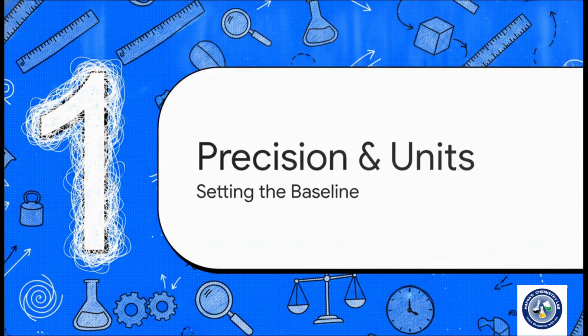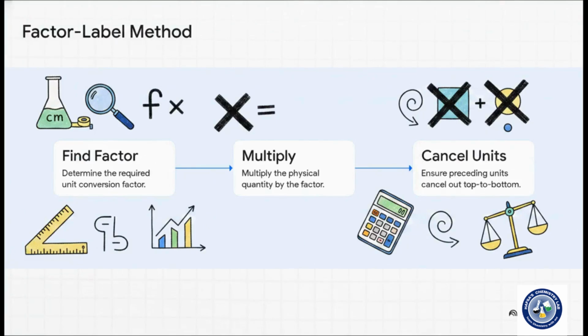Section 1. Precision and dimensional analysis. Setting the baseline. Look, you simply can't play the game if you can't accurately measure the board. Before we even think about weighing atoms, we need a flawless system for converting units. Thankfully, the factor label method is brilliantly simple. First, you just find your conversion factor, like knowing 1 inch is exactly 2.54 centimeters.